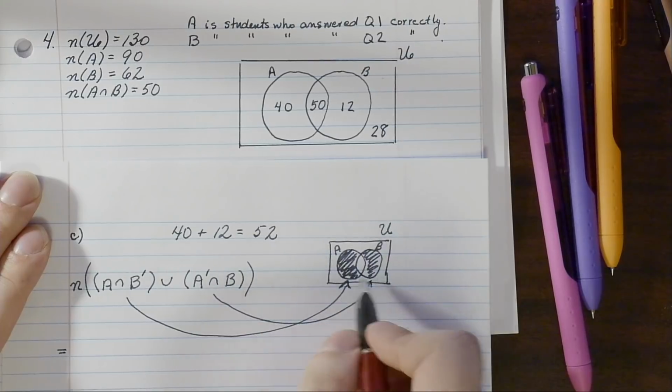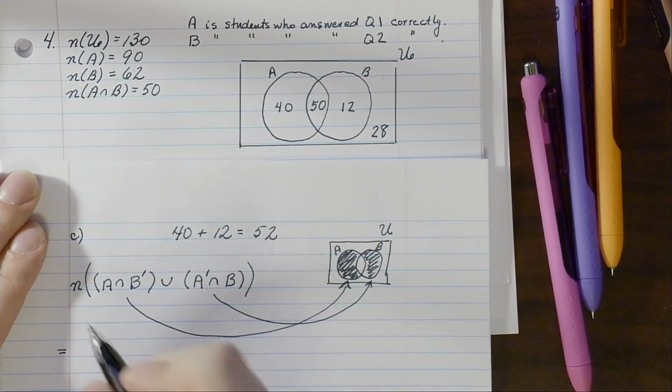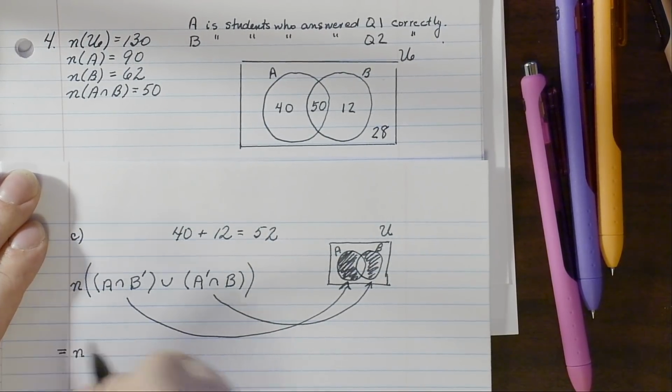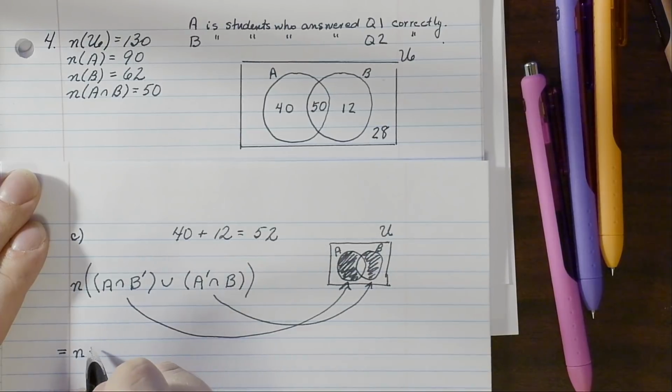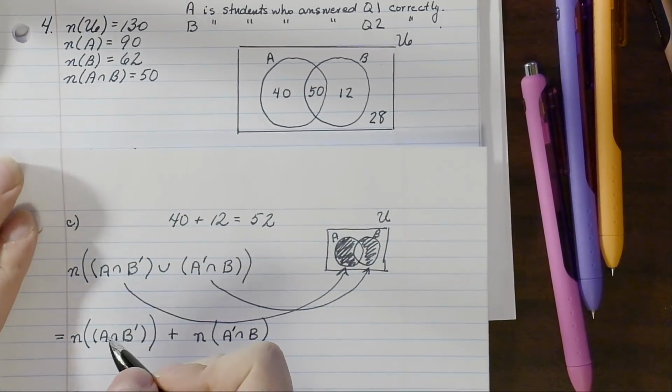And notice that these are two disjoint sets, which means that, since they're mutually exclusive, I don't have to worry about the intersection, right? Plus A intersect B. There we go.